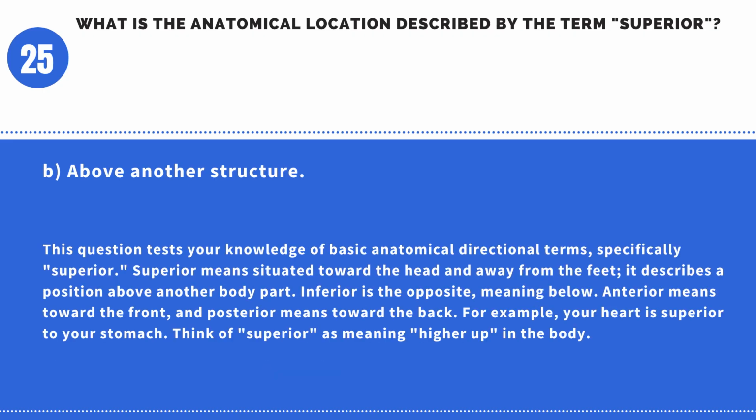Answer B. Above another structure. This question tests your knowledge of basic anatomical directional terms, specifically superior. Superior means situated toward the head and away from the feet. It describes a position above another body part. Inferior is the opposite, meaning below. Anterior means toward the front, and posterior means toward the back.